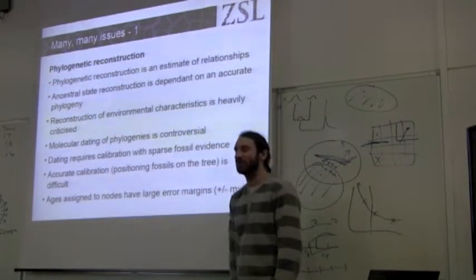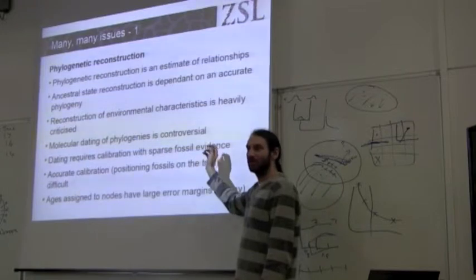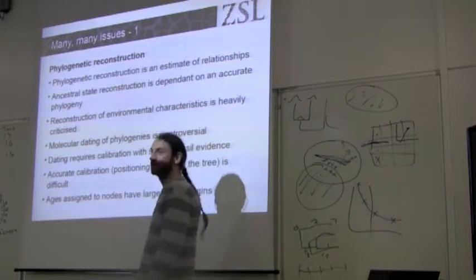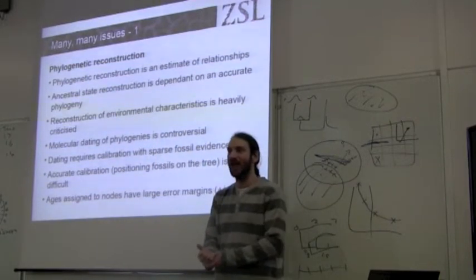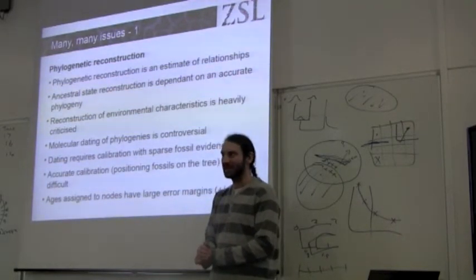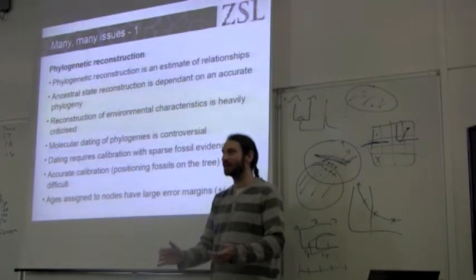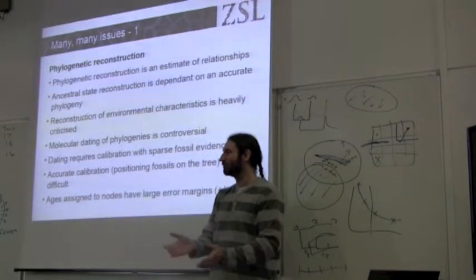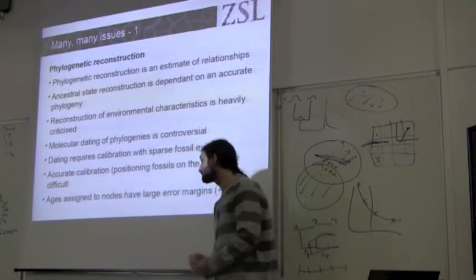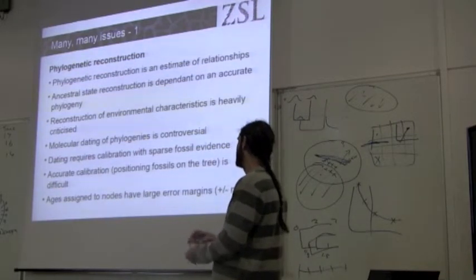Dating our phylogenies requires calibration, and that calibration requires, generally speaking, fossil evidence. We need to find a fossil, stick it on the right part of our phylogeny. So we need to be able to identify this fossil as being the ancestor of a bunch of other things. That's not easy, because most fossils are incomplete. We don't have a complete structure, and it's difficult to position it accurately on our phylogeny. Okay, and as I've already said, ages assigned to nodes have large error margins.